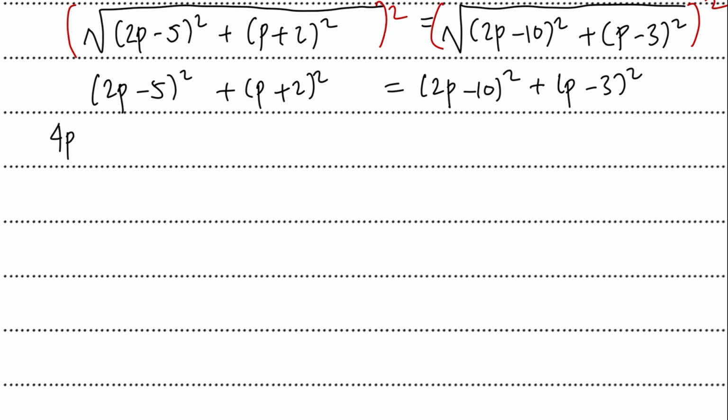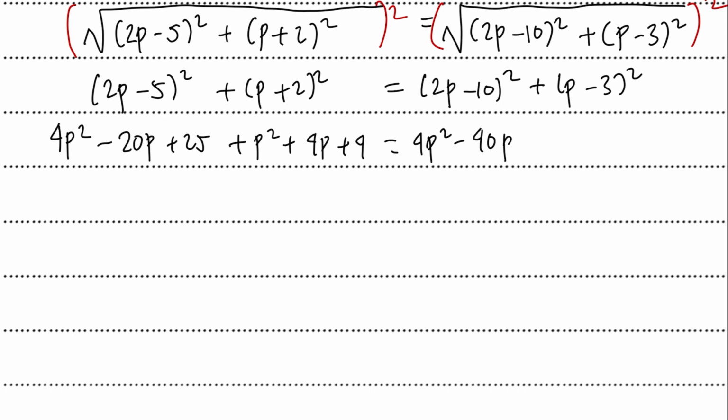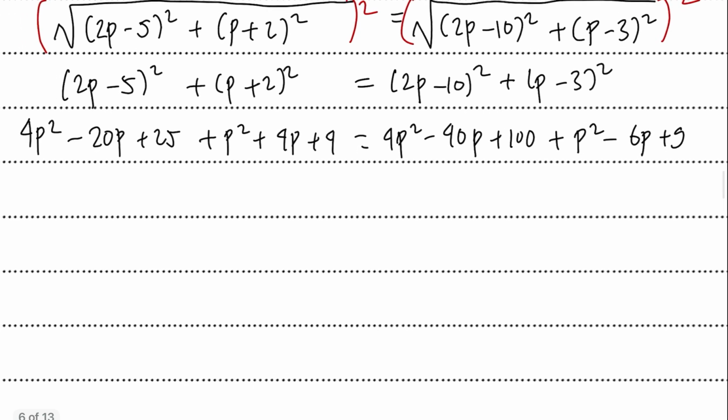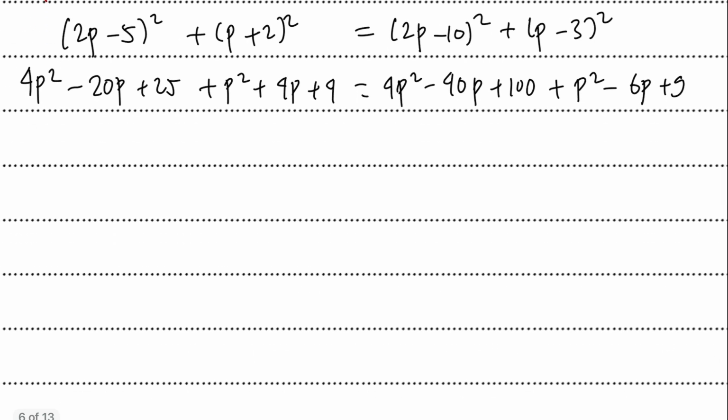So we have 4p squared minus 20p plus 25 plus p squared plus 4p plus 4 equals 4p squared minus 40p plus 100 plus p squared minus 6p plus 9. Okay, what can we eliminate from here? We can subtract both sides by 4p squared. We can subtract both sides by p squared. Yeah, that's it. So let's simplify.